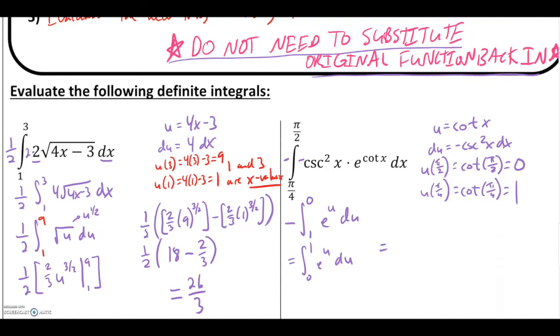The antiderivative of e to the u is e to the u. We're going to evaluate that from 0 to 1, which will be e to the first power minus e to the 0, which will just be e minus 1. Don't need to worry about getting that as a decimal. This is a good exact answer right here.